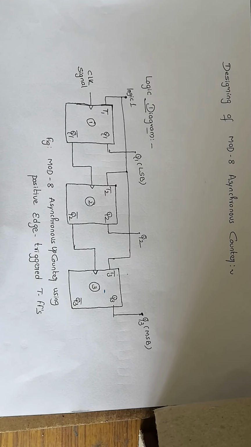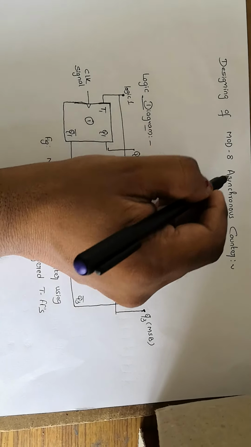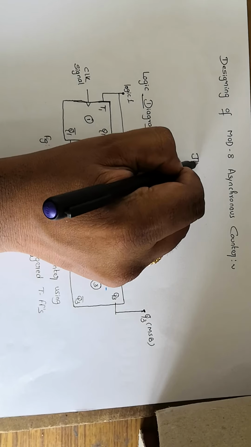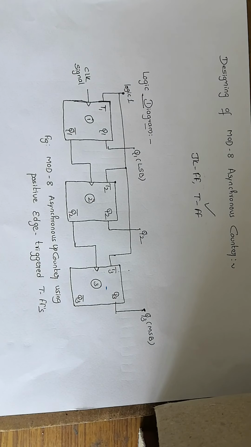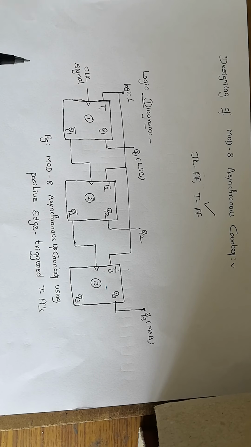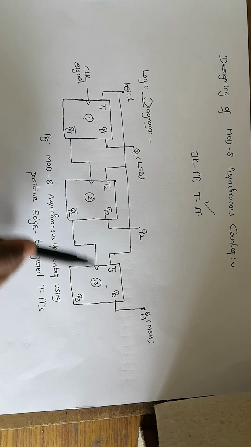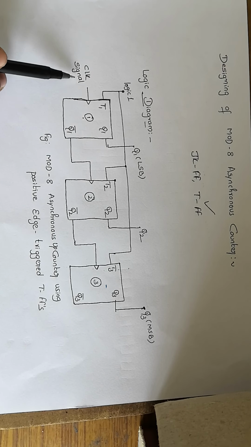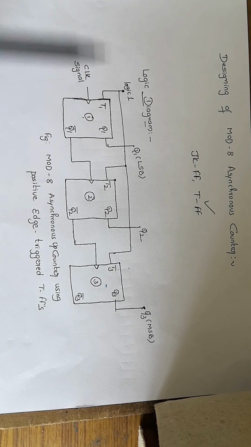Let us see the circuit diagram of this modulo 8 asynchronous up counter using positive edge triggered T flip-flops. Generally we can implement a modulo 8 asynchronous counter with either JK flip-flops or T flip-flops. I am using T flip-flops. This is the logic diagram. According to the definition of an asynchronous counter, there are 3 flip-flops. The first flip-flop is driven by the clock signal, whereas the second and third flip-flops are driven by the outputs of the previous flip-flops.